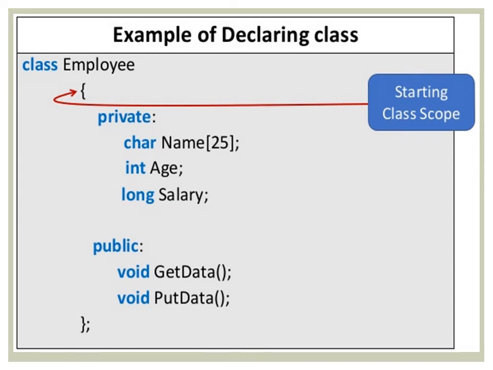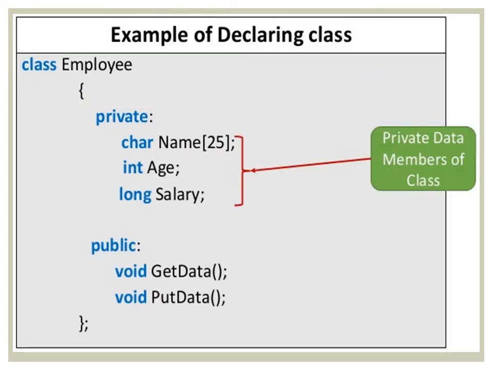Now see, after writing the class keyword and the name of the class, here we write the starting bracket, and here the closing bracket. So when we write the starting bracket, it starts the scope of the class, and here it ends the scope of the class, in which we write the body of the class.